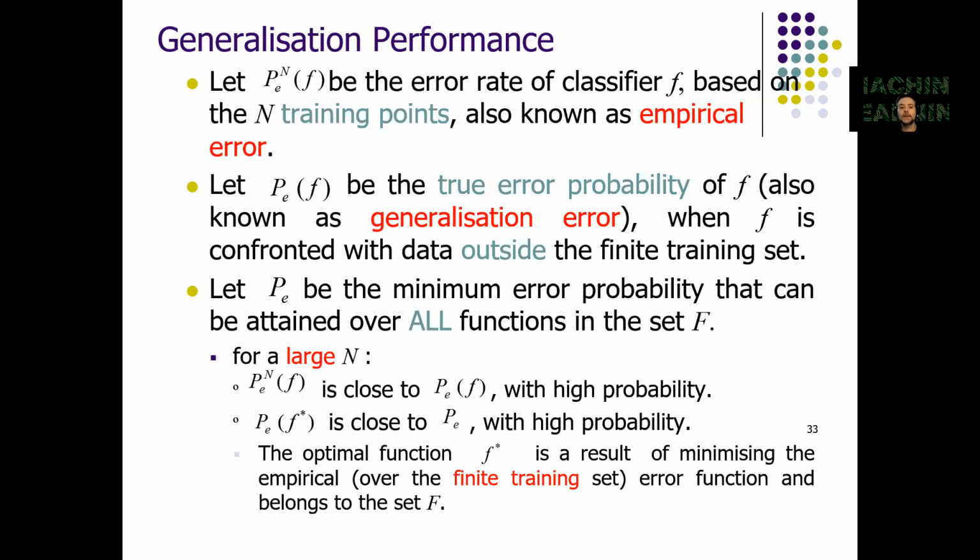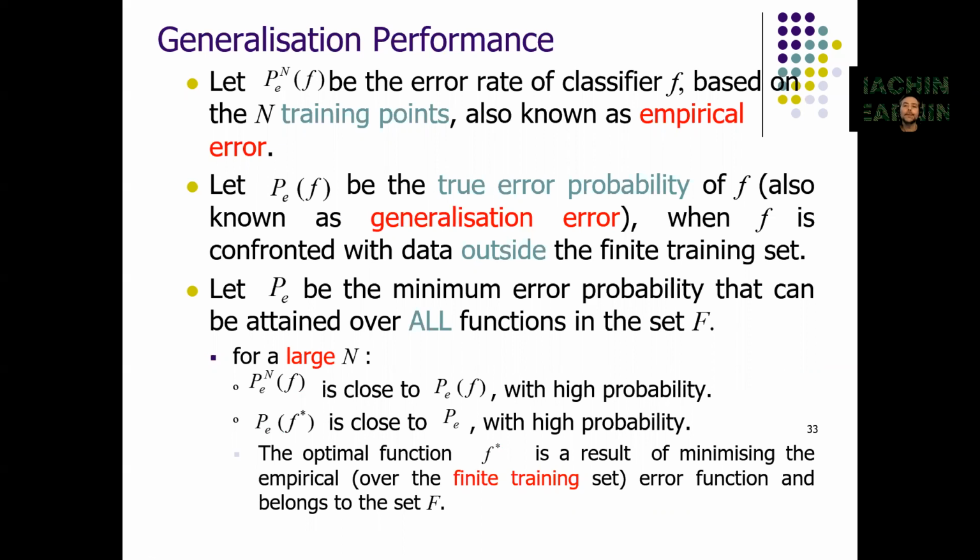The aim is to test with unknown data, we say. So these are data outside the training set. And this is what we call generalization. This kind of generalization is an attempt to approximate the true error probability of our model. Okay, we call it generalization error.